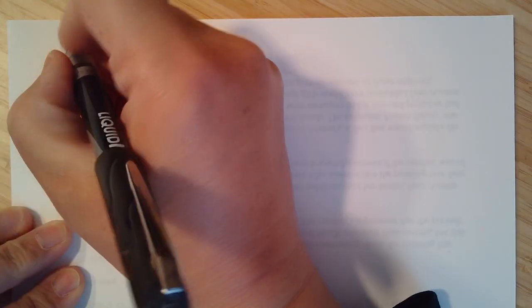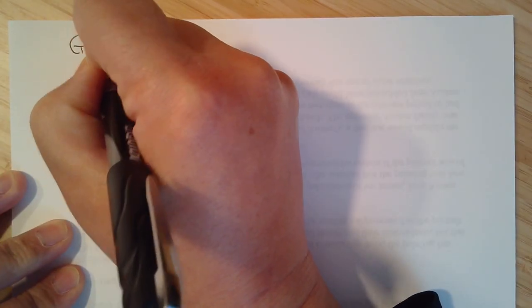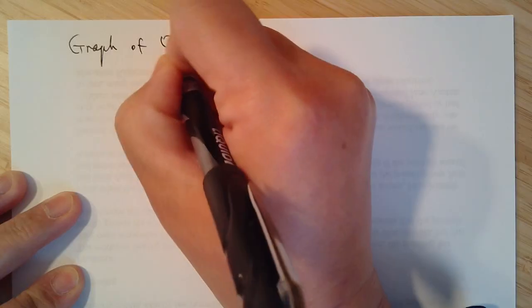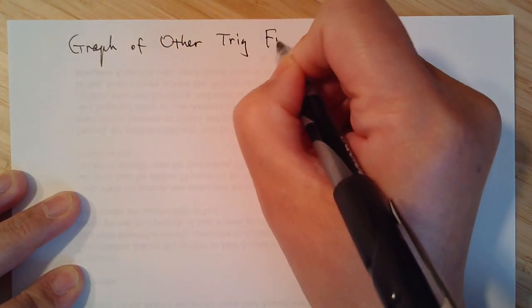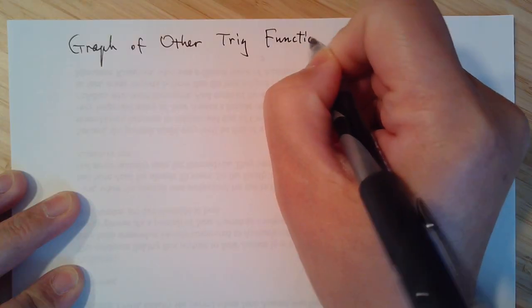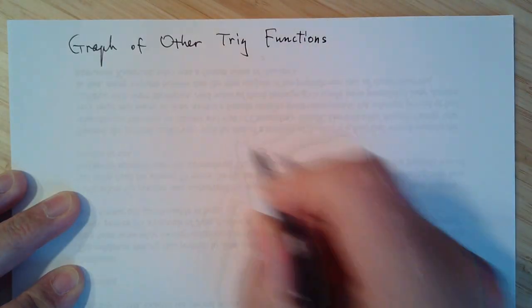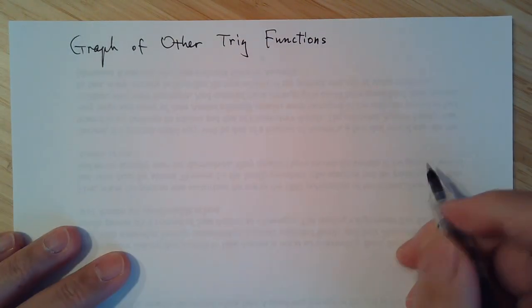Okay, in this session, we're going to learn the graph of other trig functions. What does that mean? We have learned 6 trigonometric functions, and we already learned the graph of sine and cosine.